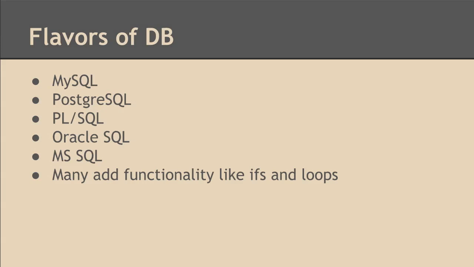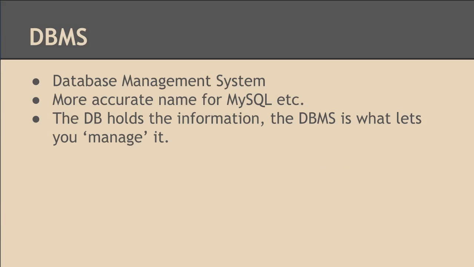Which, speaking of, there are a lot of different flavors of database. There's MySQL, PostgreSQL, PLSQL, Oracle SQL, MS SQL, and the main difference is they add functionality like ifs and loops. Some of them will have different structures, like MySQL will use concat and parentheses to concatenate things, whereas Microsoft SQL will use something else. You can use a plus sign to add things. It's just syntax difference. It basically makes them all sort of different languages. All of these things are known as a DBMS, or Database Management System.